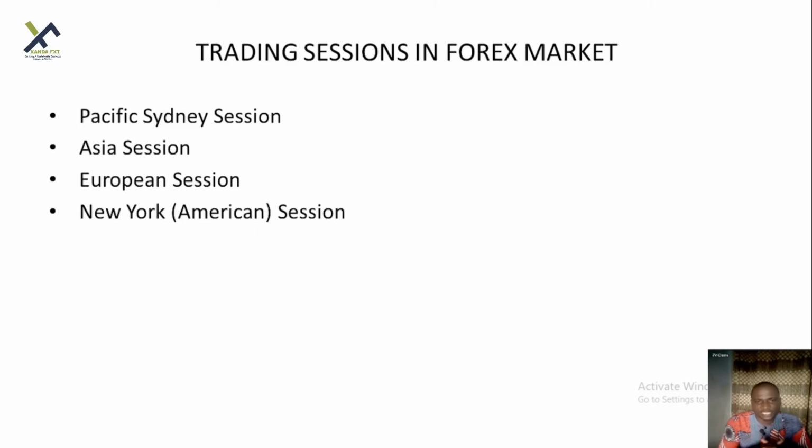I want you to know that in the Forex market, we have 4 trading sessions. Number 1, the Pacific Sydney session. Number 2, the Asian session. Number 3, the European session. Number 4, the New York or the American session. These are the 4 major trading sessions we have in the Forex market. These sessions determine the volume of trade or the volatility that occurs in the market.